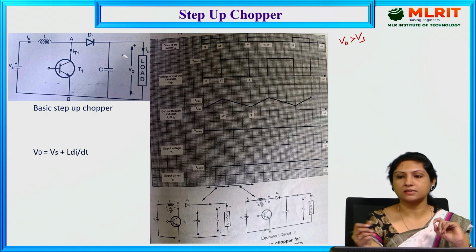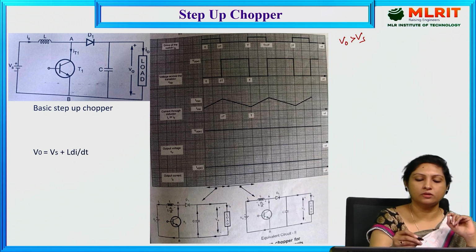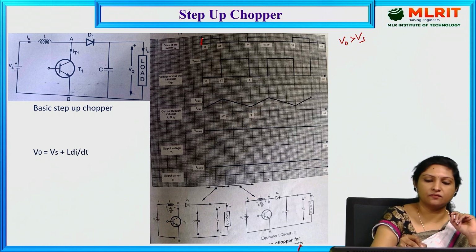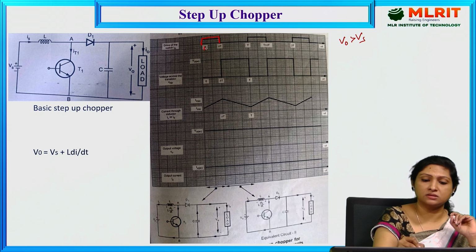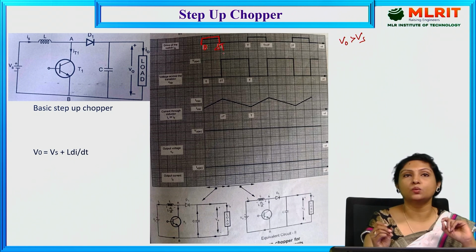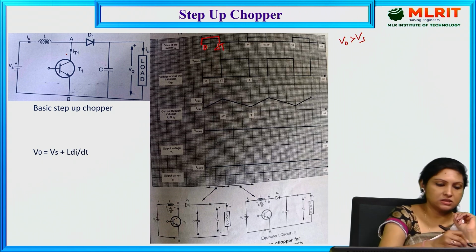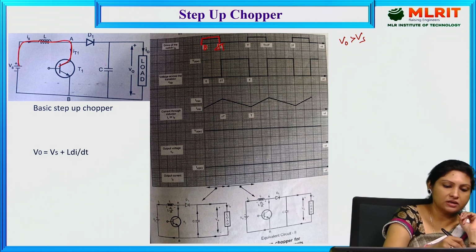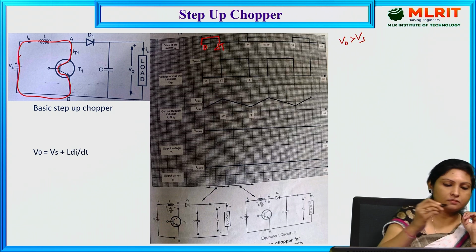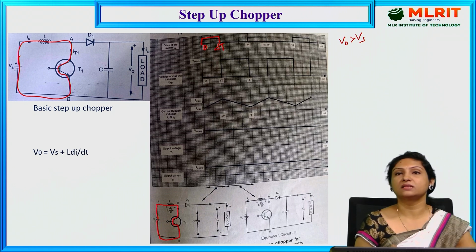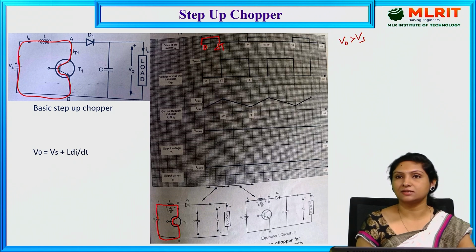And now let us observe the waveforms. Here, the moment we provided the base drive for the transistor, that is from the instant 0 to delta t, the transistor is conducting current. If you see, current is flowing through the supply, inductor, transistor and back to the supply. And this is the individual circuit diagram when the transistor is on.